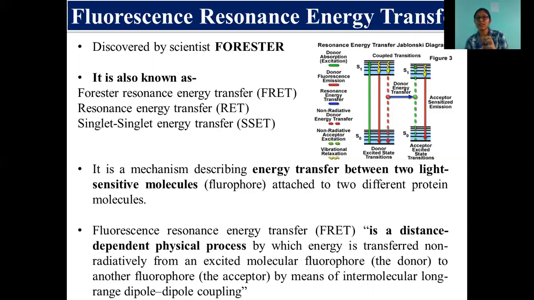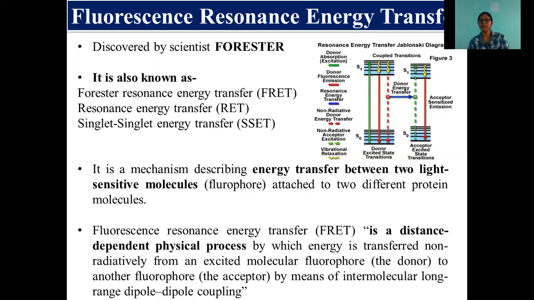So here in this technique, what happened? The energy is transferred between two fluorescent molecules. The fluorescent molecule which is labeled with one protein is called the donor, because it transfers the energy from itself to another fluorescent molecule. And the other protein molecule, labeled with the second fluorescent molecule, is known as the acceptor, because it accepts that energy from the donor fluorescent molecule.